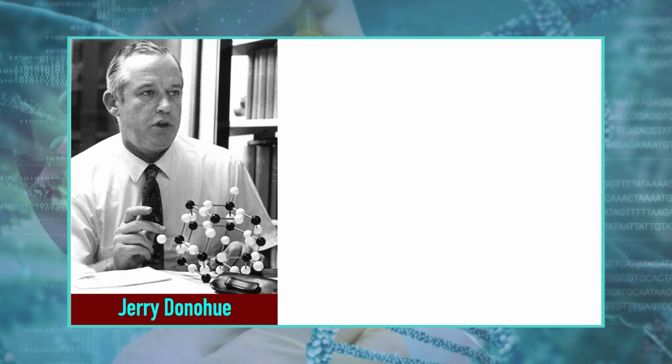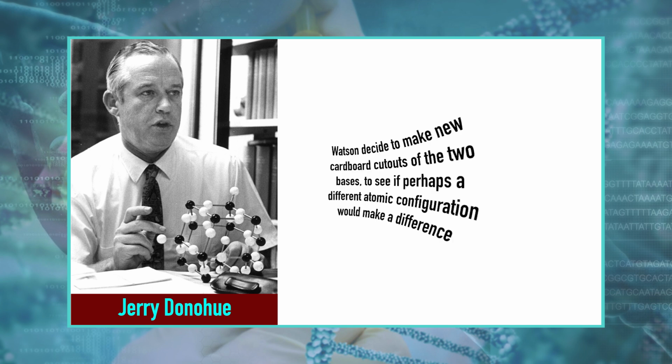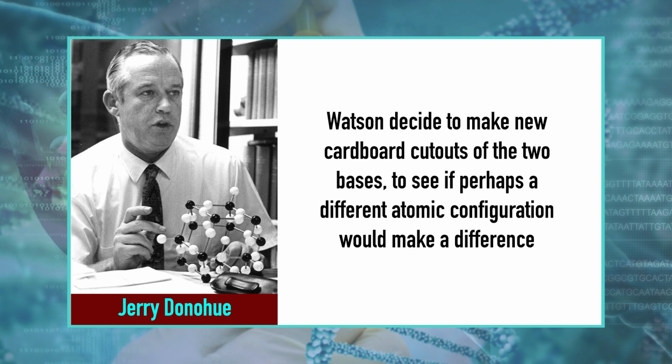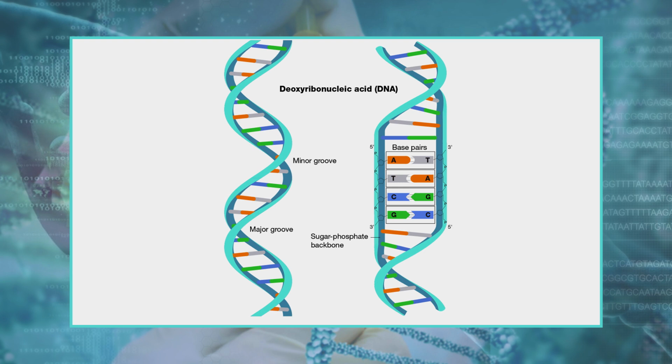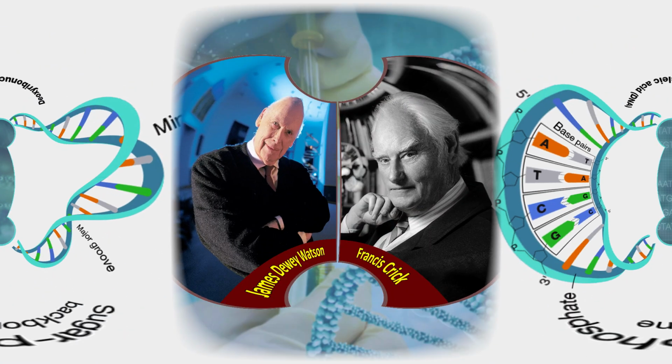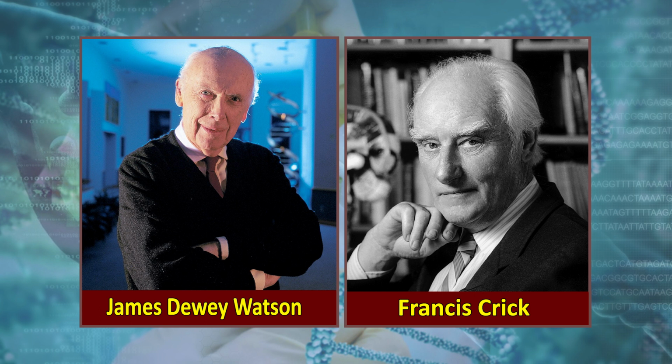Only upon the suggestion of American scientist Jerry Donohue did Watson decide to make new cardboard cutouts of the two bases to see if perhaps a different atomic configuration would make a difference. Not only did the complementary bases now fit together perfectly, that is adenine with thymine and cytosine with guanine, with each pair held together by hydrogen bonds, but the structure also reflected Chargaff's rule. The double helix structure of the DNA molecule was later confirmed through experimental data by James Watson and Francis Crick. Finally, it was proved that DNA is responsible for storing genetic information in living organisms.